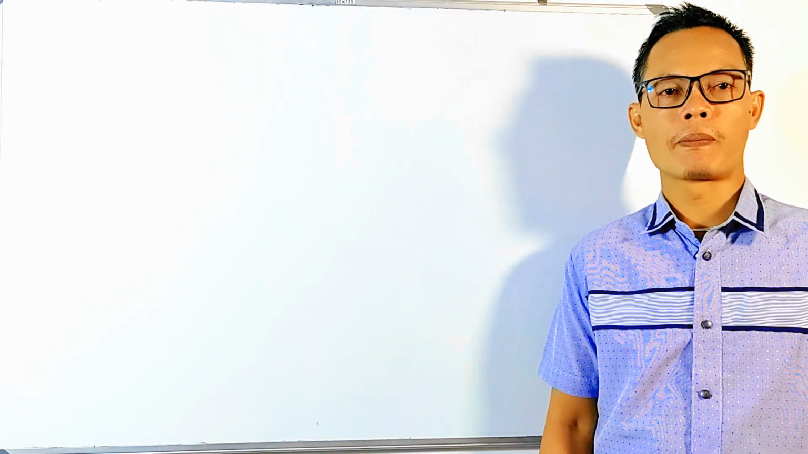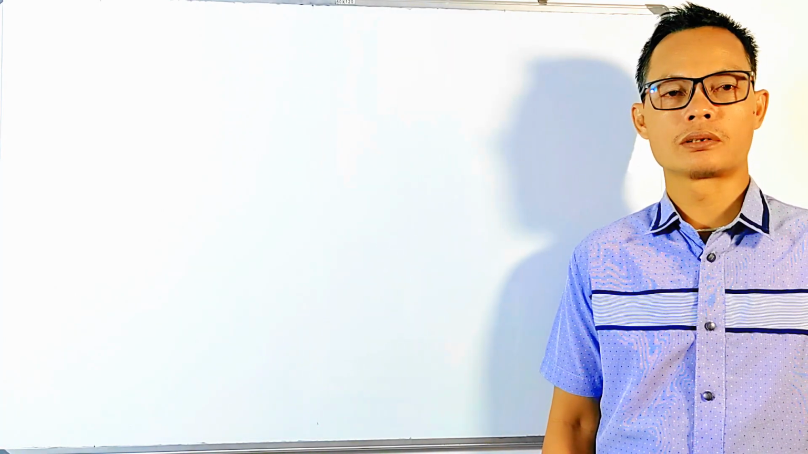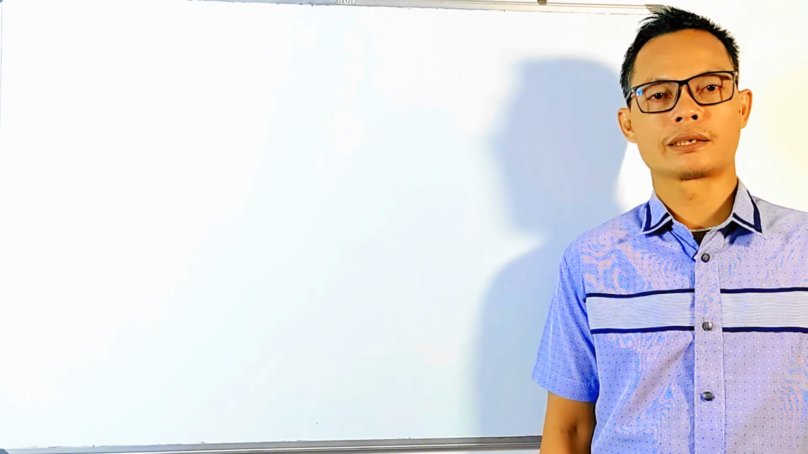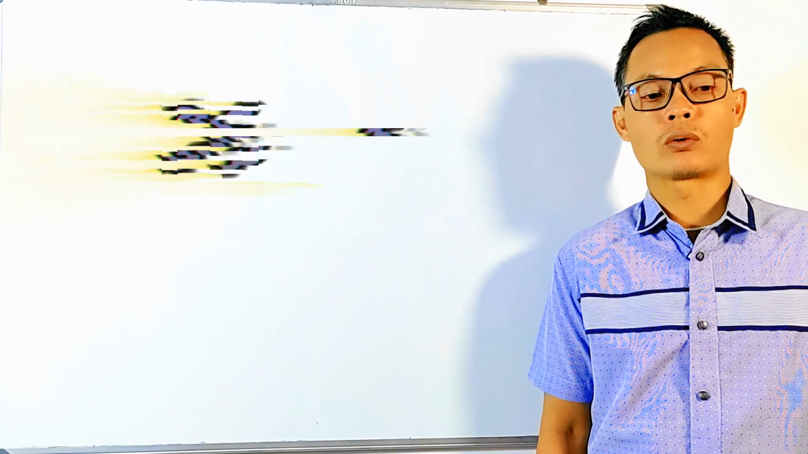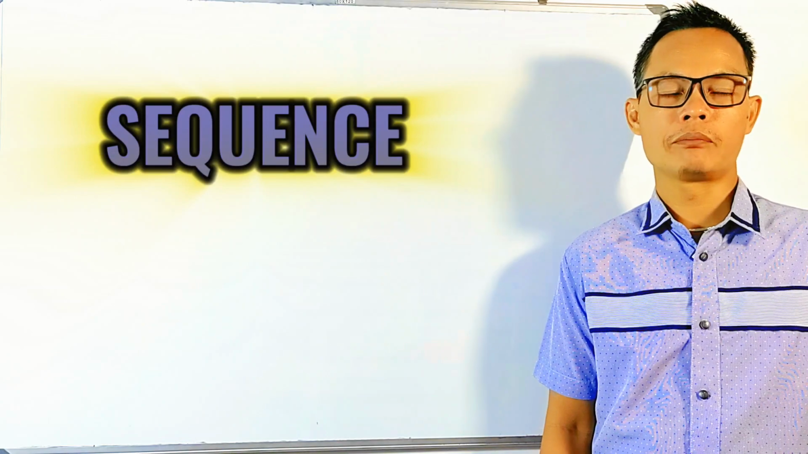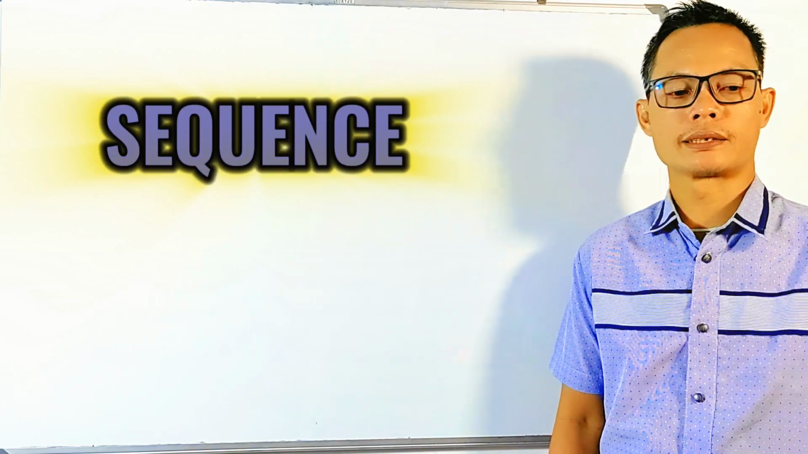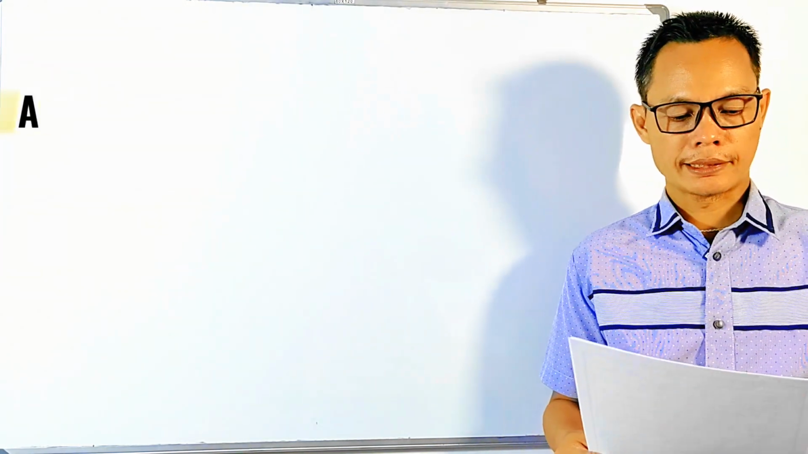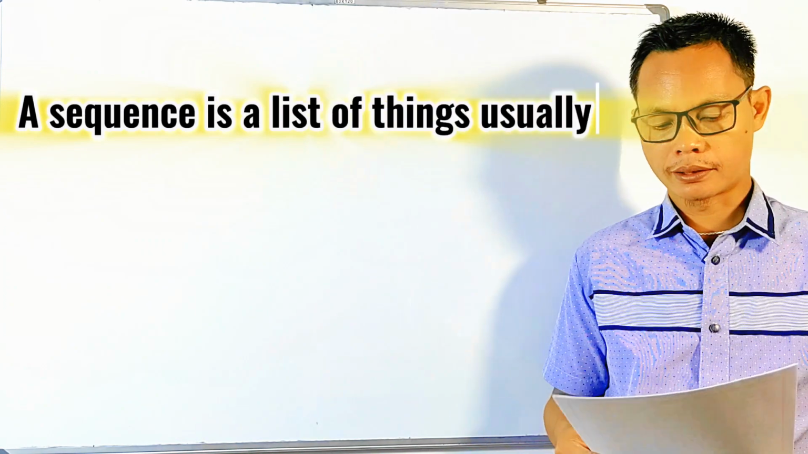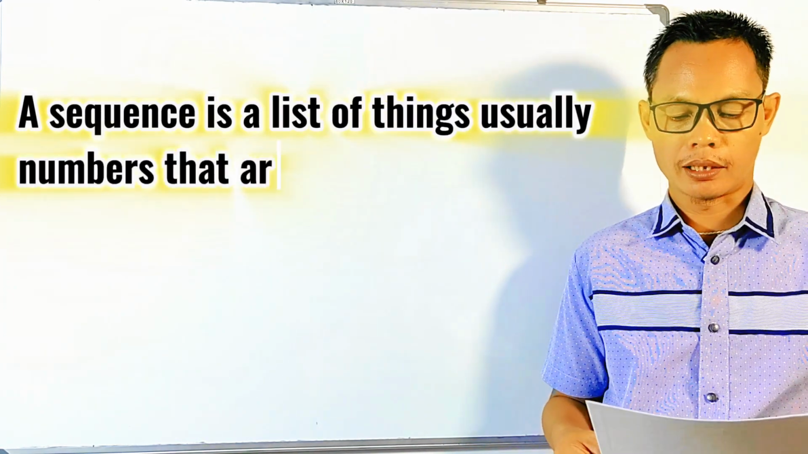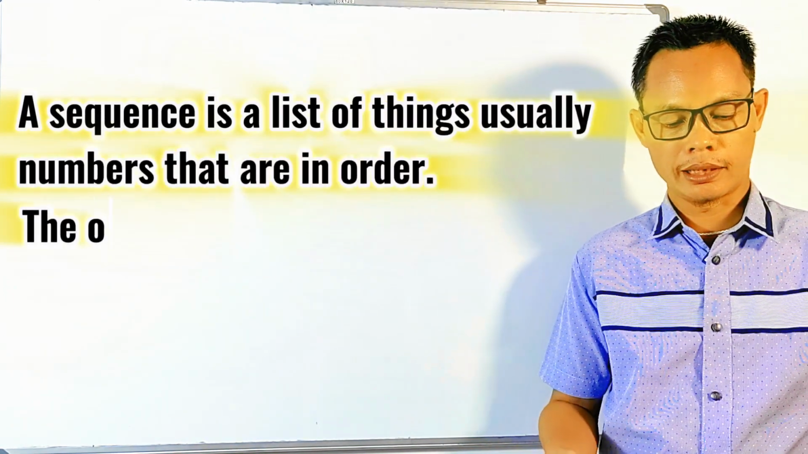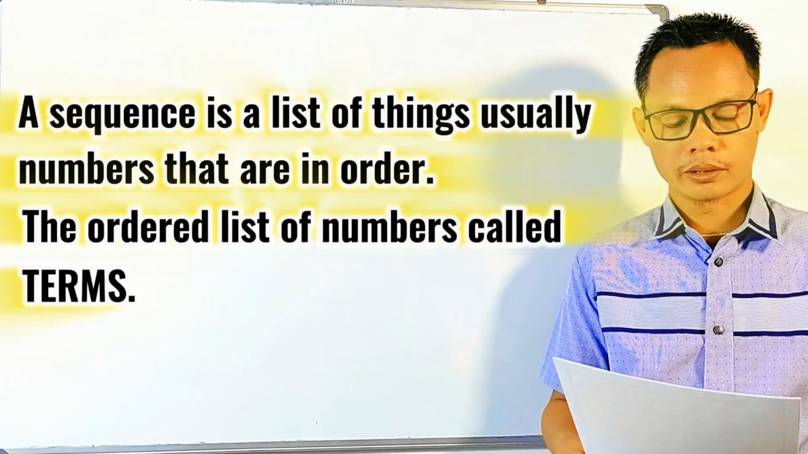Today's video, I would like to explain the first topic in Mathematics 10, which is what we call sequence. But before that, let me define sequence. A sequence is a list of things, usually numbers, that are in order. The ordered list of numbers are called terms.